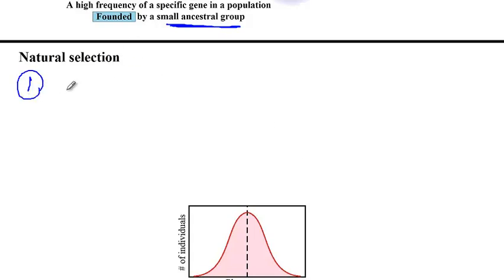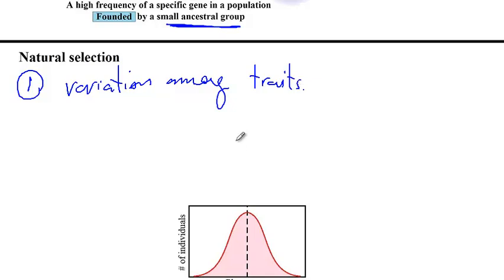1, there has to be variation among traits. Okay, so in other words, in order for natural selection to happen and one individual survive versus the other one that doesn't survive, there has to be variation among traits. For instance, the individual that has survived has to have a better genes. It's not like they are both identical and the natural selection picks one over the other. No, there must be variation among traits.